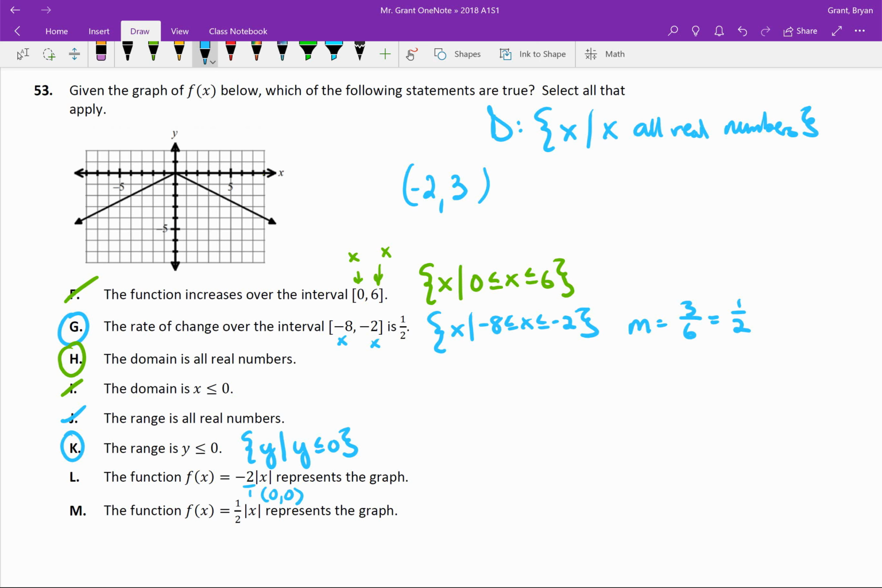So if I take a peek, down 2 over 1 would mean to start here and go down 1, 2 over 1 in each direction. And I think that clearly is not the same as the graph we have there. The other one says it's a slope of positive 1/2. Positive absolute value would go up 1 over 2, up 1 over 2, and you'll notice that that also doesn't match the graph. So therefore, those ones are both out, and our three answers are G, H, and K.